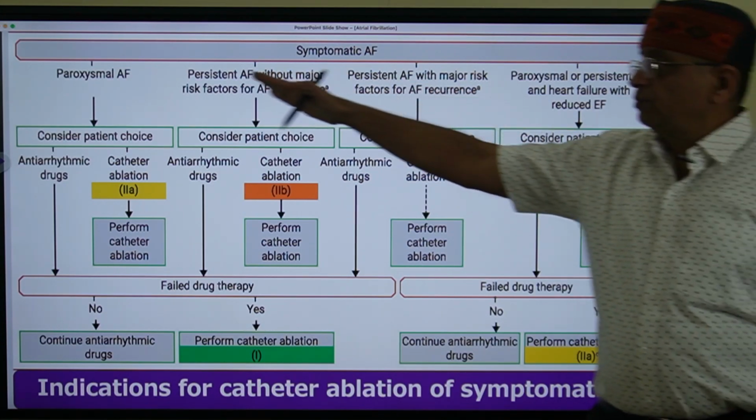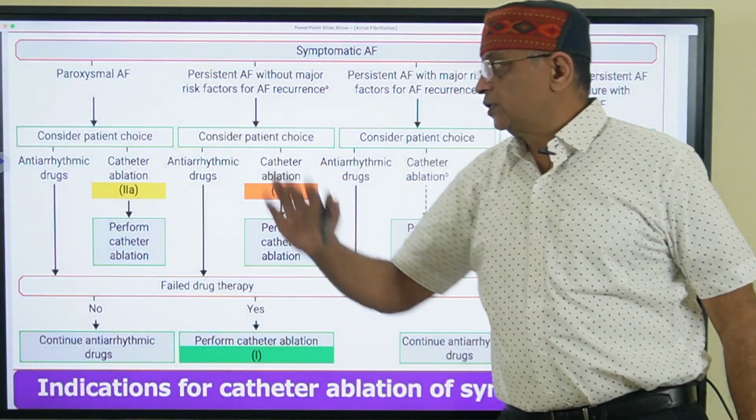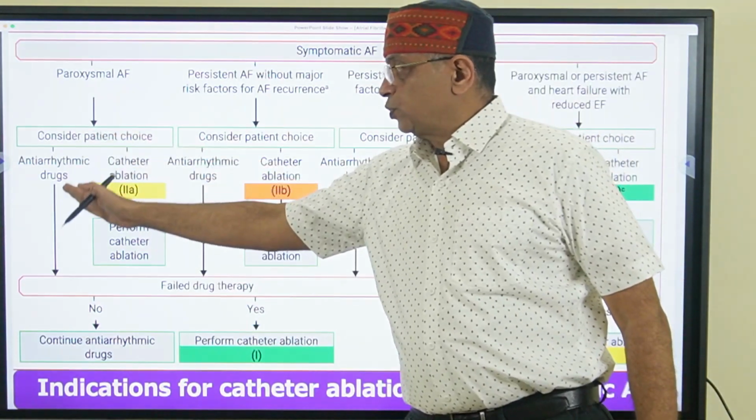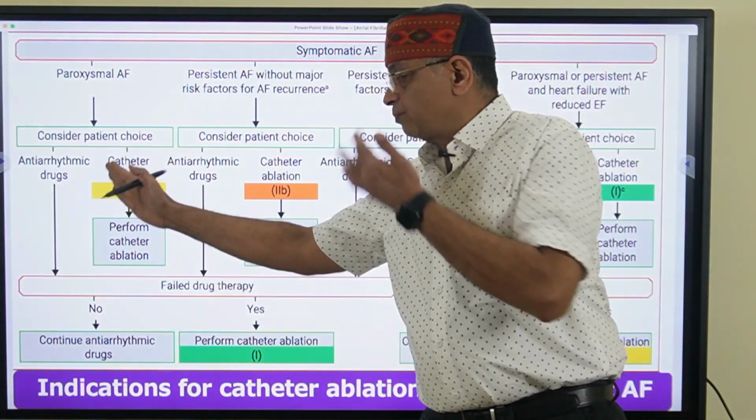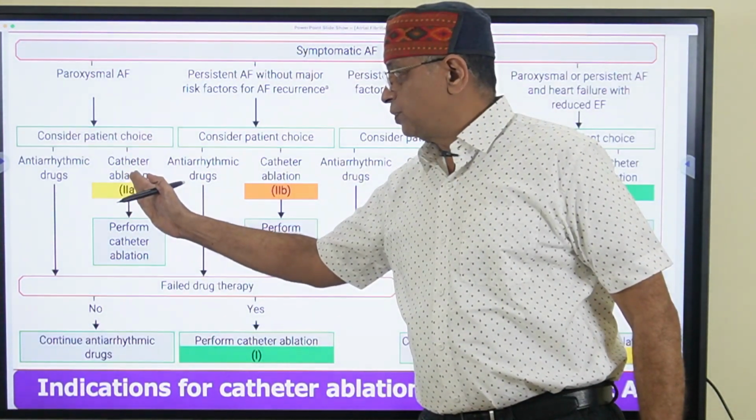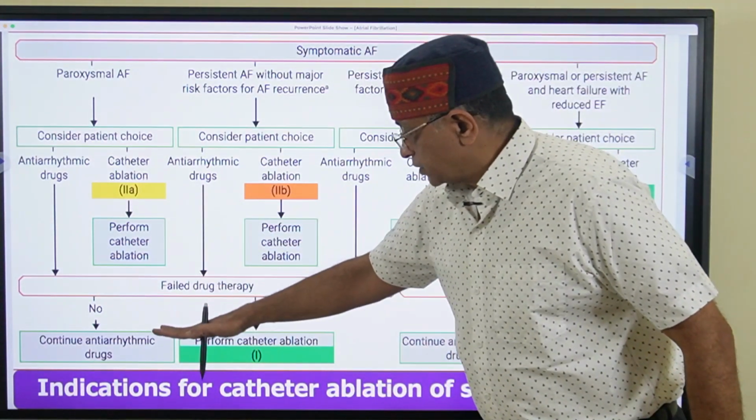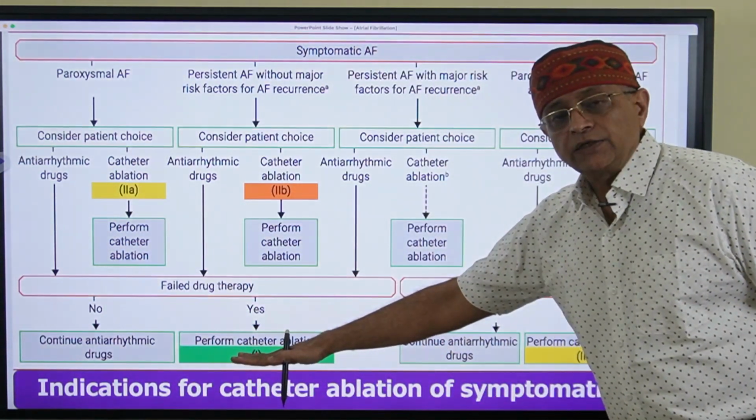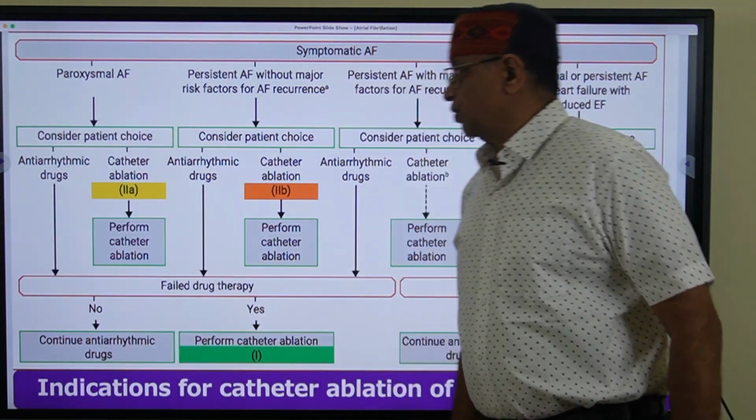So on one extreme is a patient who is relatively young and has paroxysmal AF with no structural heart disease. In those patients, you can try pill in the pocket or antiarrhythmic drugs. You need not go for catheter ablation directly. But if there is patient choice, the recommendation for ablation is class 2A. If the drug therapy fails, then catheter ablation becomes class 1A. Or you can continue with antiarrhythmic drugs.